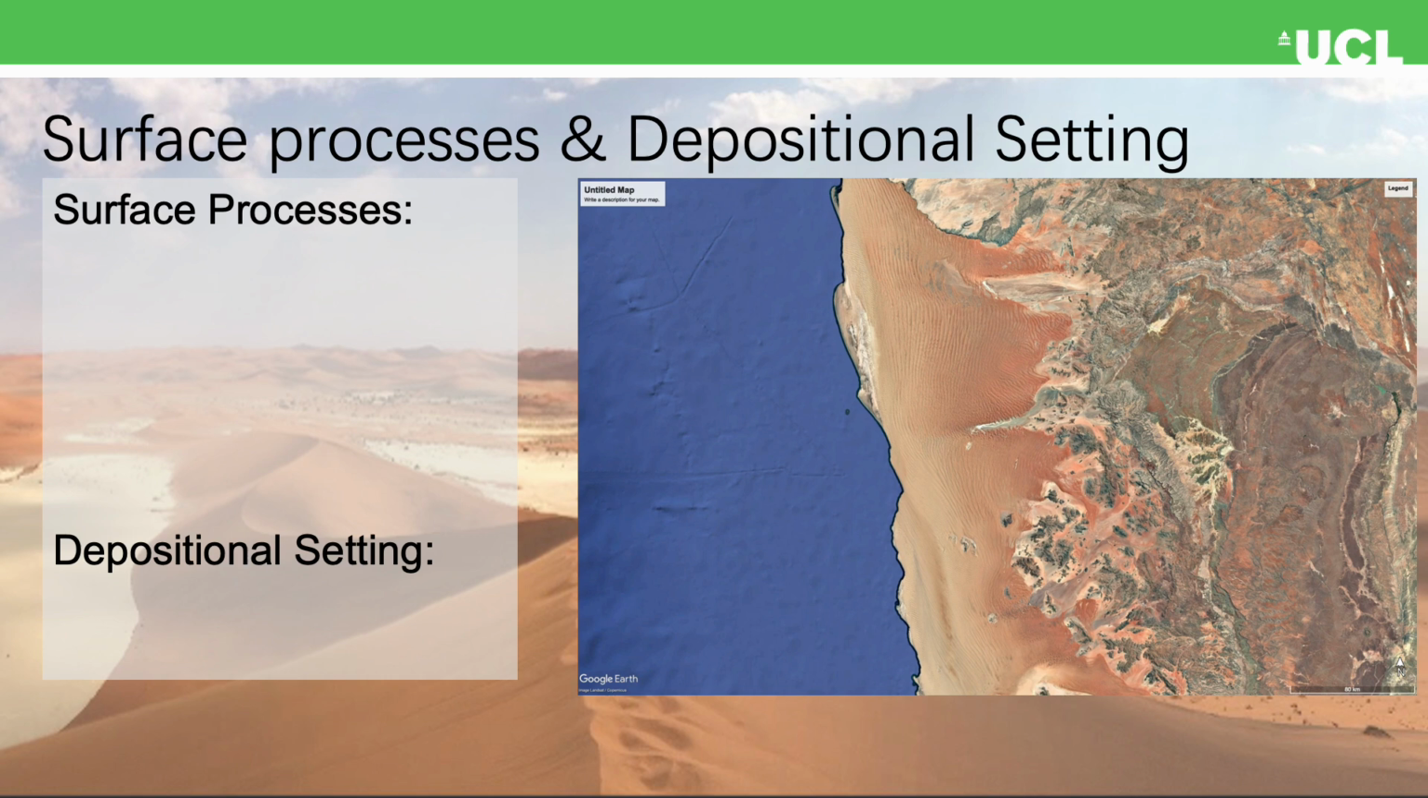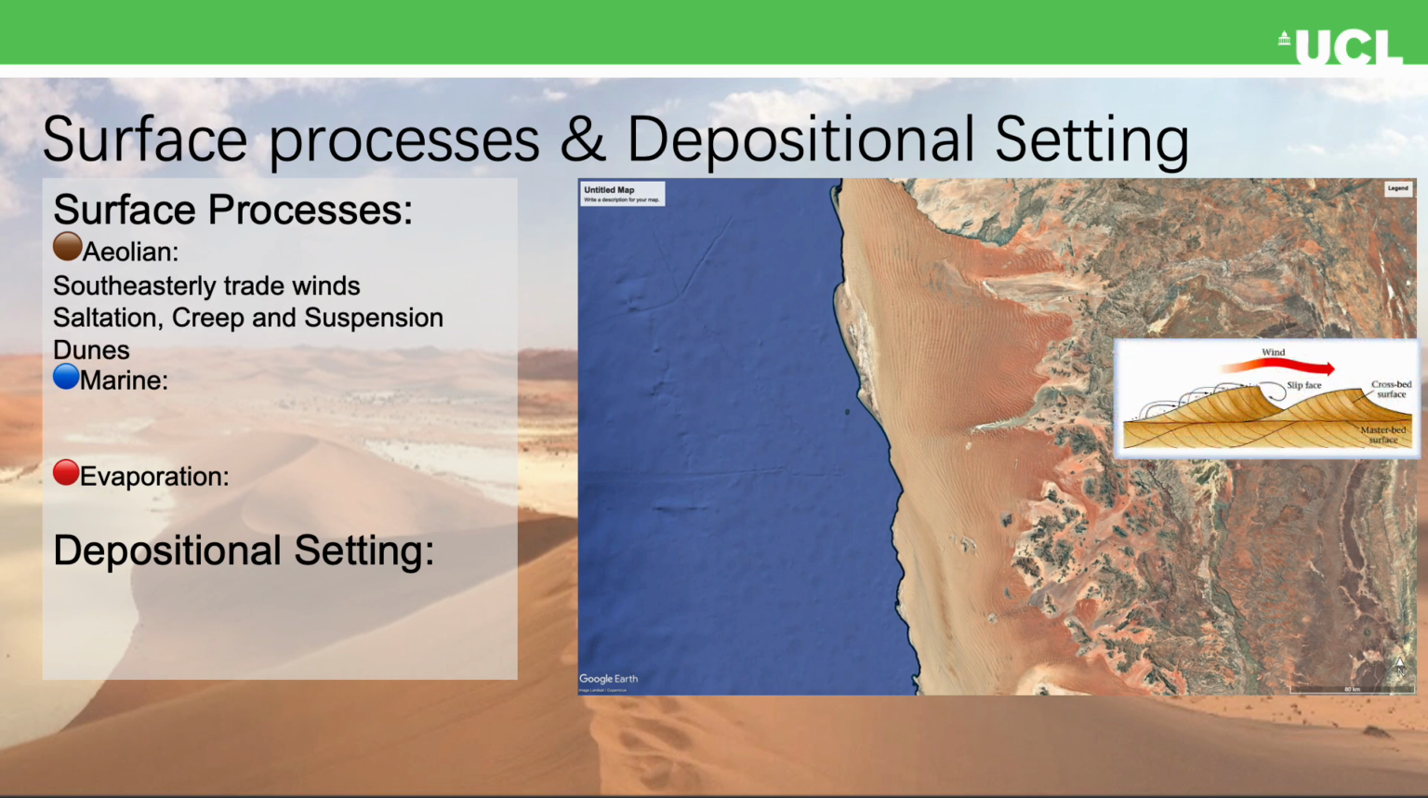The surface processes in the Namib Desert are mainly aeolian, marine, and evaporative in nature. First, the dominant aeolian processes are driven by southeastern trade winds, which transport sand by saltation, creep, and suspension, forming extensive dune fields. These winds are responsible for shaping various dune types and keep them active and migrating across the desert. Based on the direction of the dunes, we can infer the approximate direction of the trade winds.